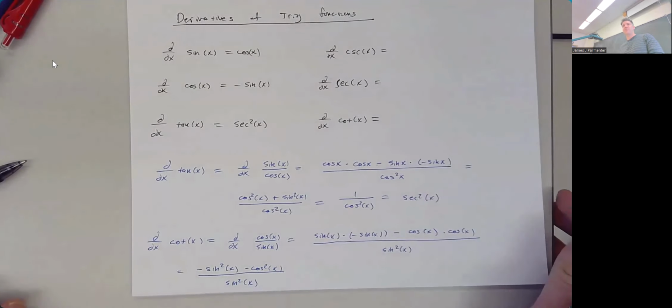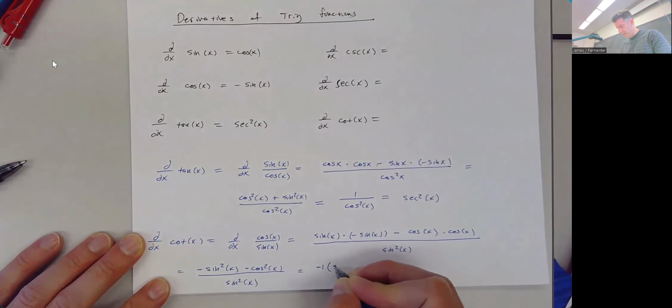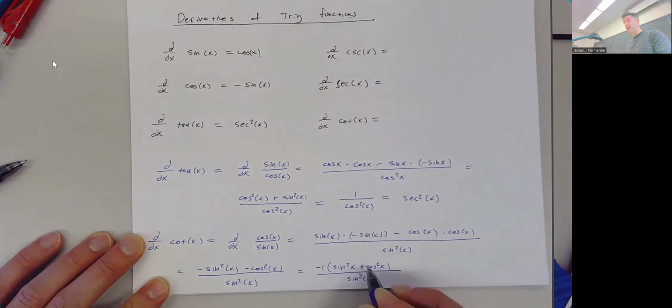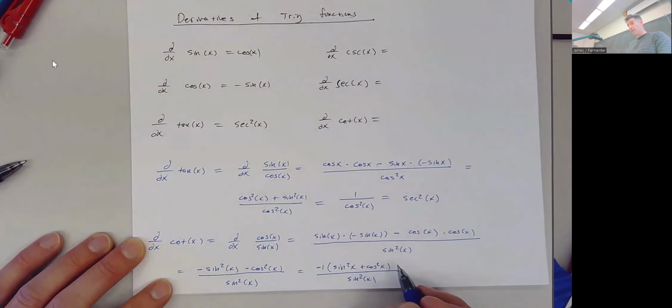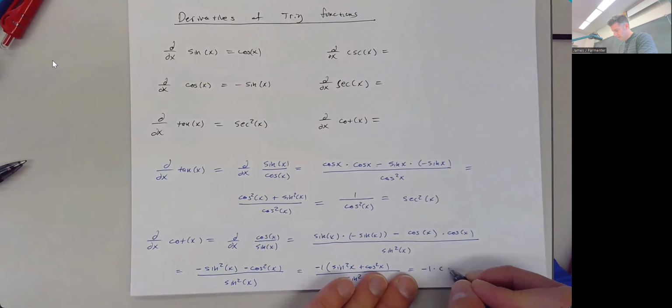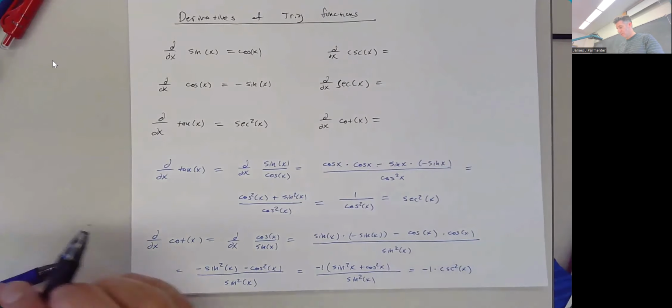What's negative sine squared minus cosine squared equal to? Or maybe what could I factor out to make it easier to see? If I factor out a -1, I'm left with sine squared x plus cosine squared x all over sine squared x. And then we know that sine squared x plus cosine squared x is equal to 1. So I have a -1 on top over sine squared, or a -1 times cosecant squared x. So the derivative of cotangent of x is negative cosecant squared of x.